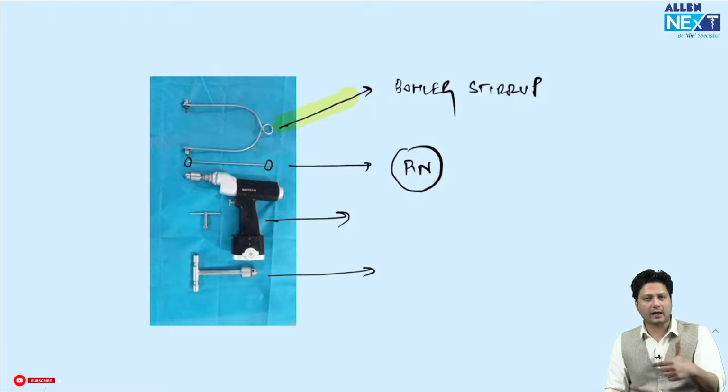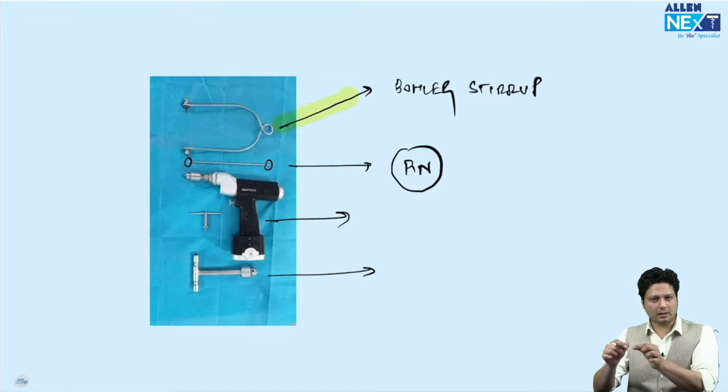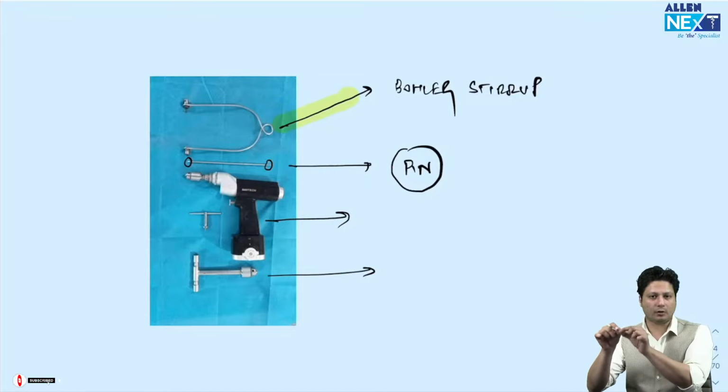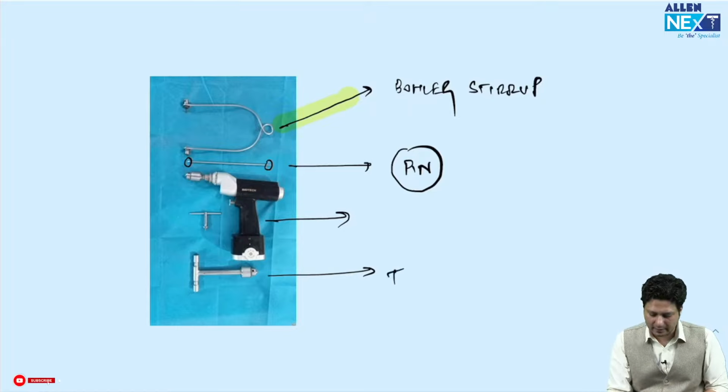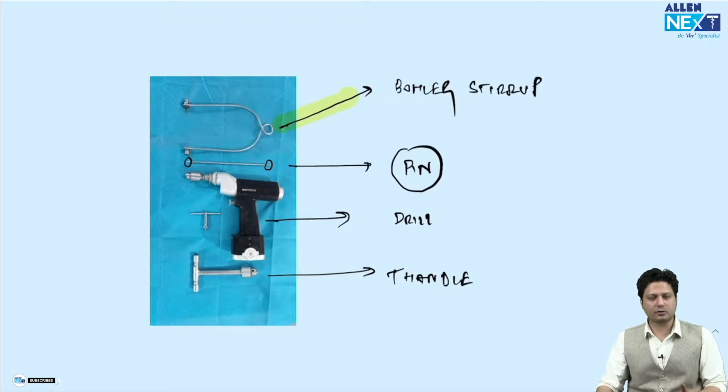Ideally, a very high RPM drill is avoided because it might result in the necrosis of the entry segment of the bone. That is why a T-handle is required. All right. That means this is a T-handle, obviously. And this is the battery drill. So both these two can be used, but the drill has to be used with a low RPM, all right?